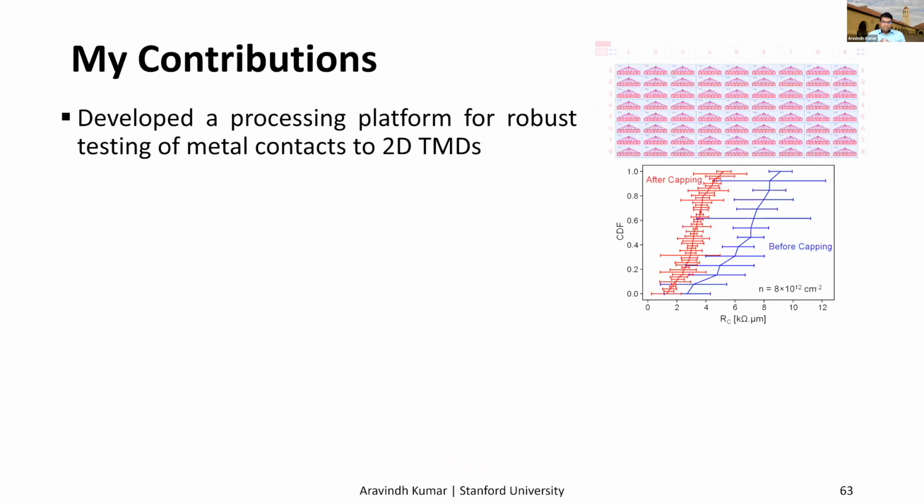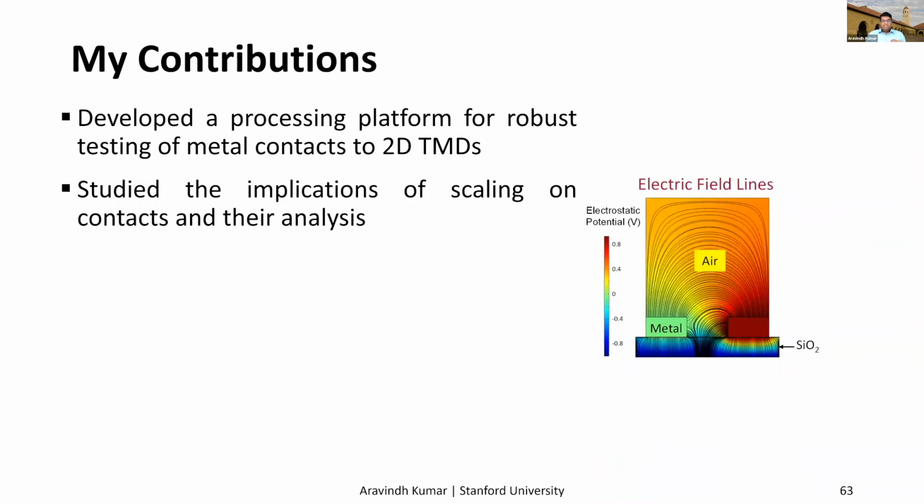So here are my research contributions. I developed a processing platform for robust testing of metal contacts to 2D TMDs. This platform can be used for developing solutions to other research problems too, like doping and gate dielectric engineering for these 2D TMDs. Then we studied the effect of scaling on these backgated transistors and found that a large scale length of 200 nanometers, which is limited by the oxide thickness, is causing the non-idealities in the contact measurements.